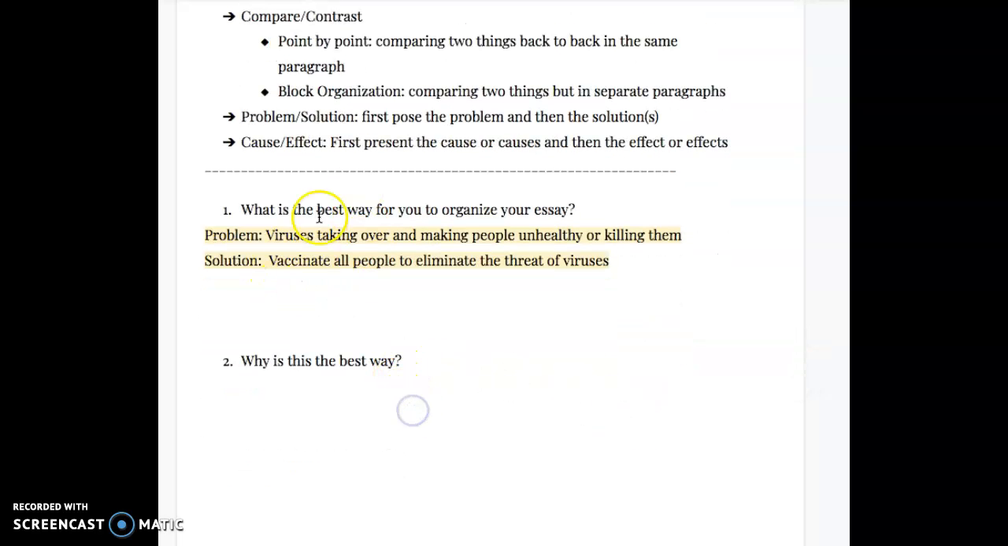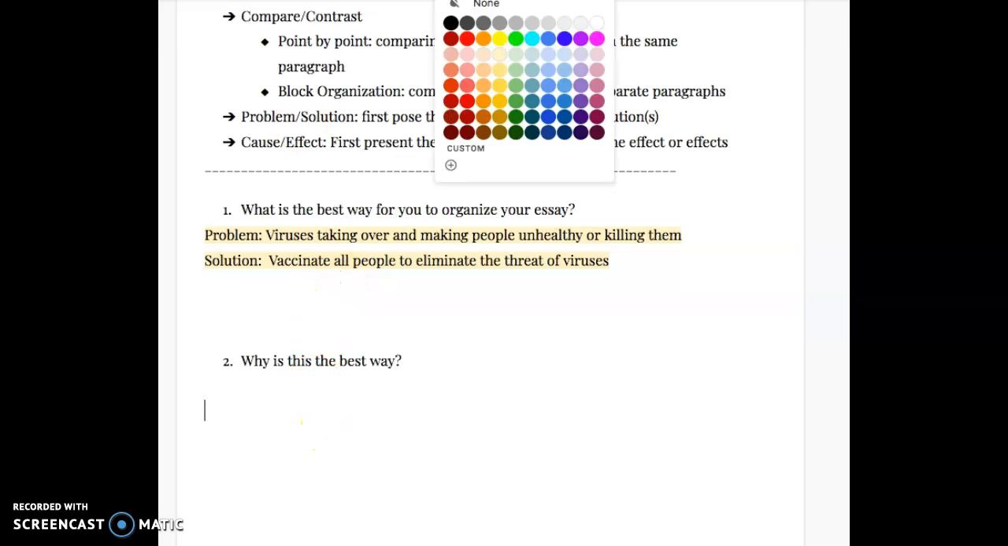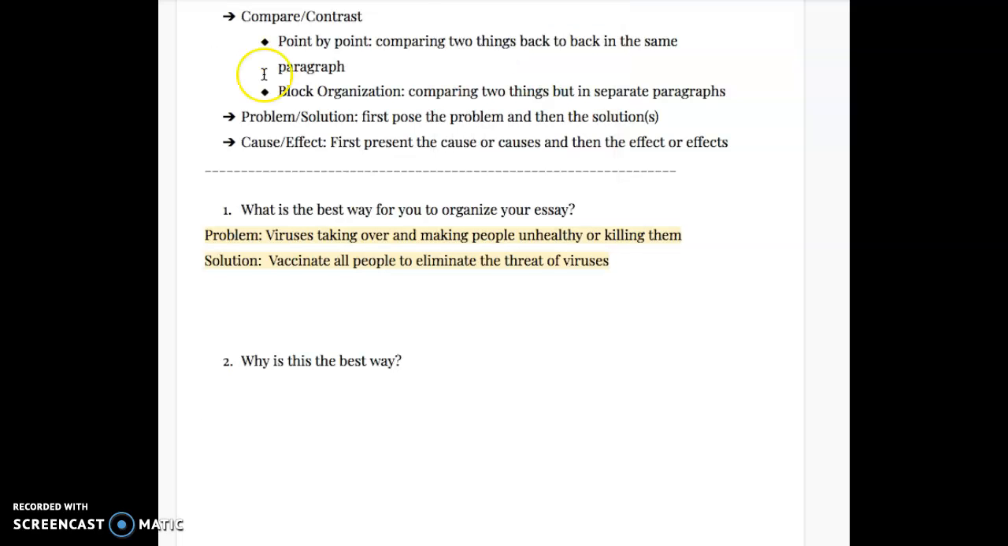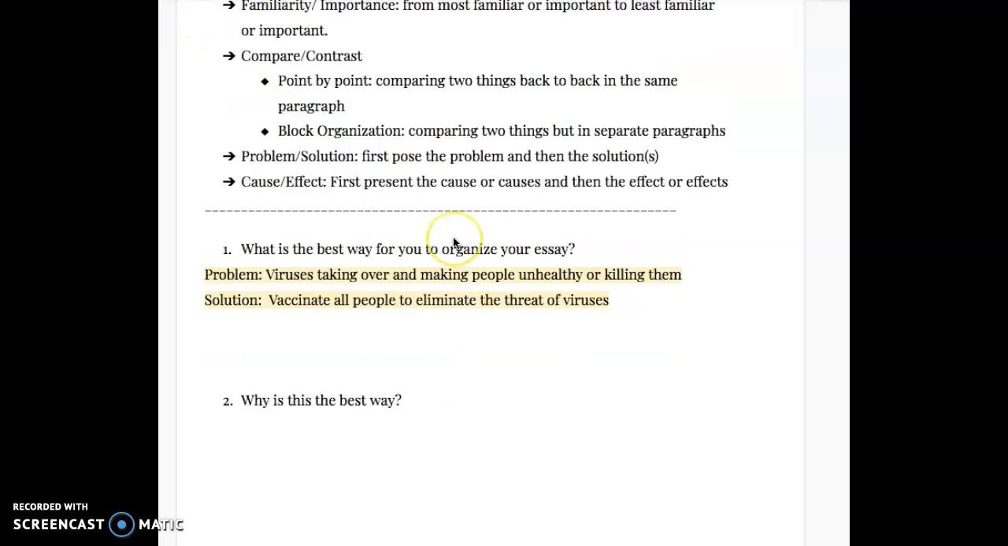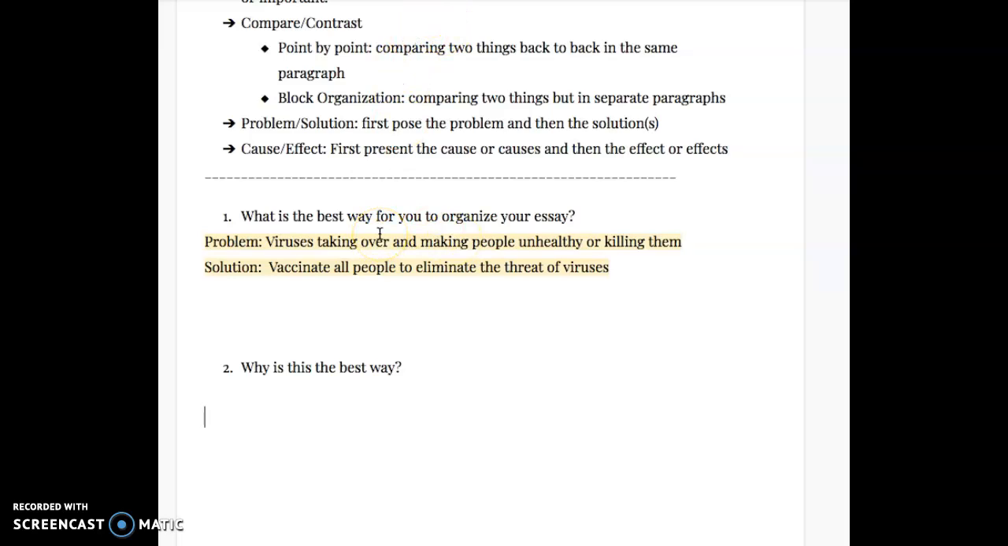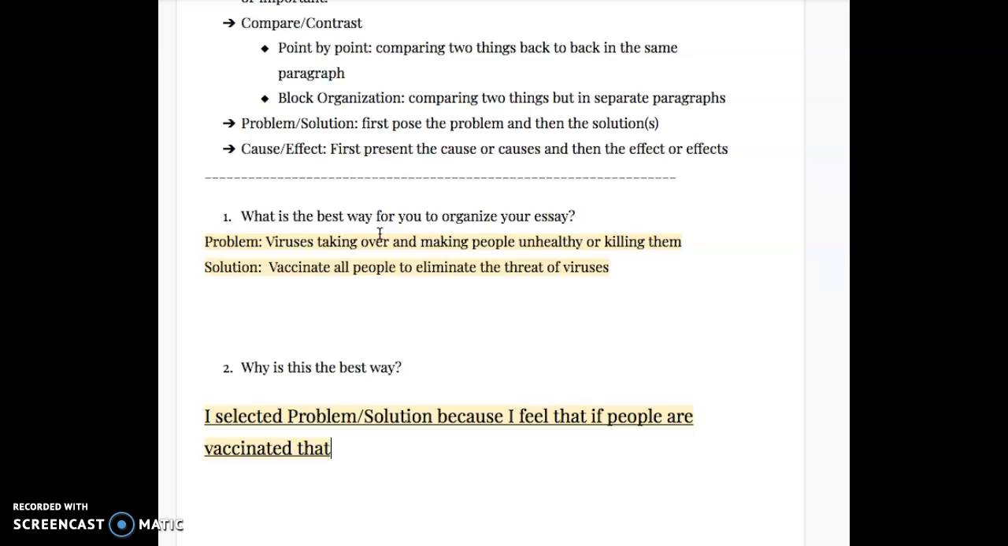The next question, now that I've decided how I'm going to write, is why is this best? So this is just like a personal, why did you choose that organization type? So you will just right here explain to me why you picked it. And I might say, I selected problem solution because I feel that if people are vaccinated, that it will solve a large problem in society right now.